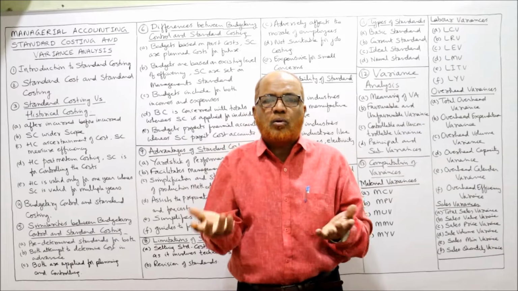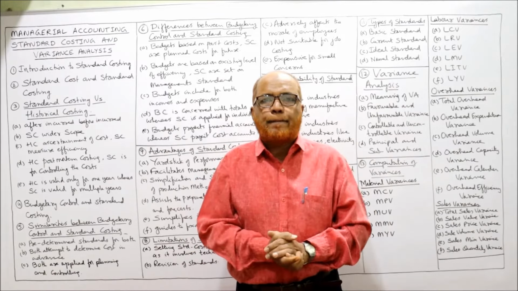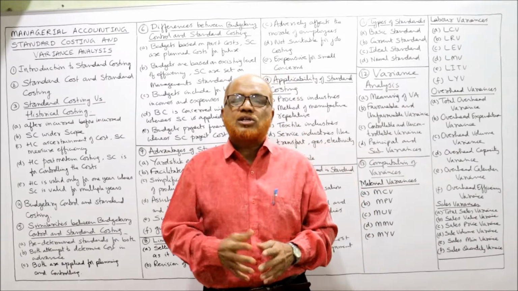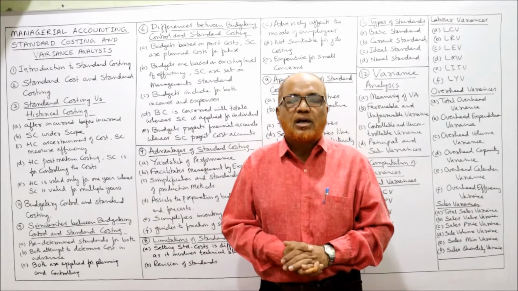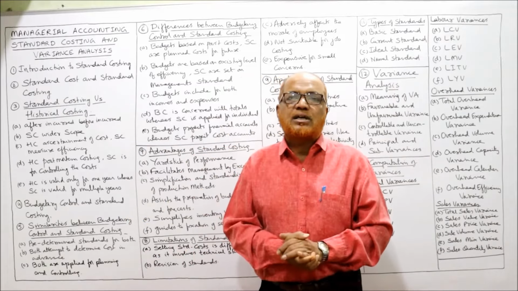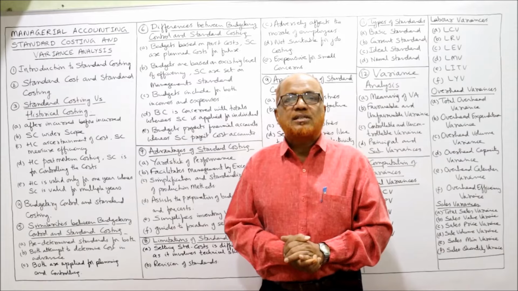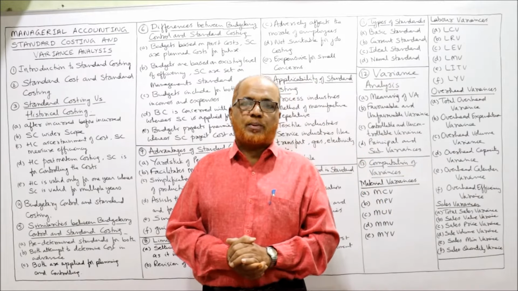We got a loss, over. We got a loss, we can't do anything. So that's why historical costing is called postmortem costing. Whereas standard costing is a costing which is there for controlling the future operations.